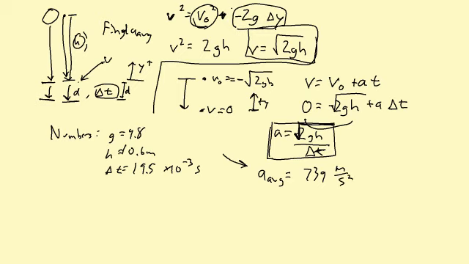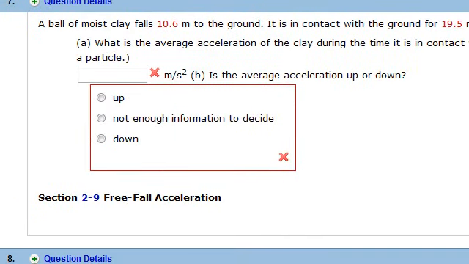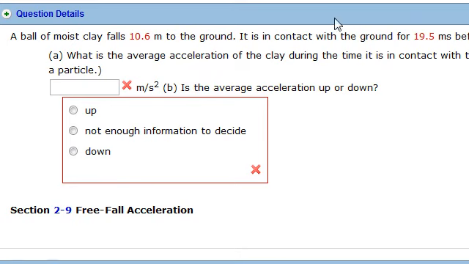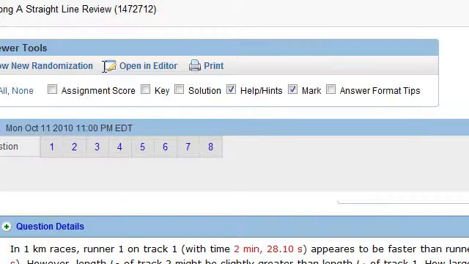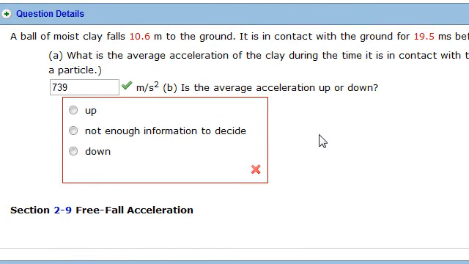Well, at least that's what WebAssign wants us to tell them. So over here, here's our silly little WebAssign thing. A ball of moist clay falls this far to the ground. What's the average acceleration during the time of contact with the ground? So let me try that first. And I'll put in 739 and see what WebAssign says. And yeah. And then which direction is it?